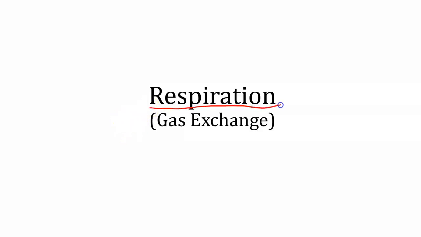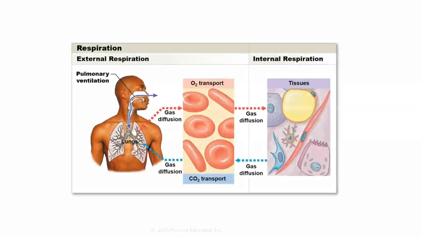Respiration is just a general word that means the exchange of gases, and it can happen on a more macroscopic level, or it can happen on a more microscopic level. Specifically, you have two forms. You have external respiration in the respiratory system, and you have internal respiration. External respiration is what's happening between the lungs and the blood, and internal respiration is what's happening between the blood and the tissues of your body.